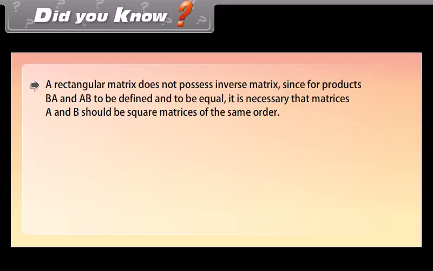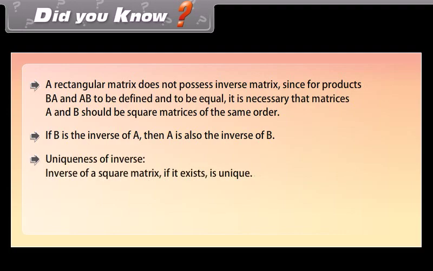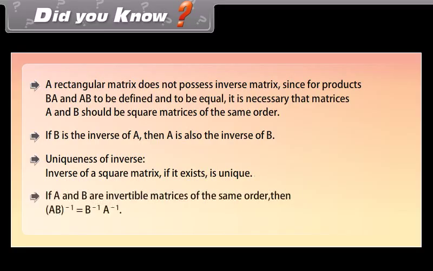Did you know? A rectangular matrix does not possess an inverse matrix, since for the products BA and AB to be defined and to be equal, it is necessary that matrices A and B should be square matrices of the same order. If B is the inverse of A, then A is also the inverse of B. Uniqueness of inverse. Inverse of a square matrix, if it exists, is unique. If A and B are invertible matrices of the same order, then the inverse of AB is equal to the inverse of B into the inverse of A.